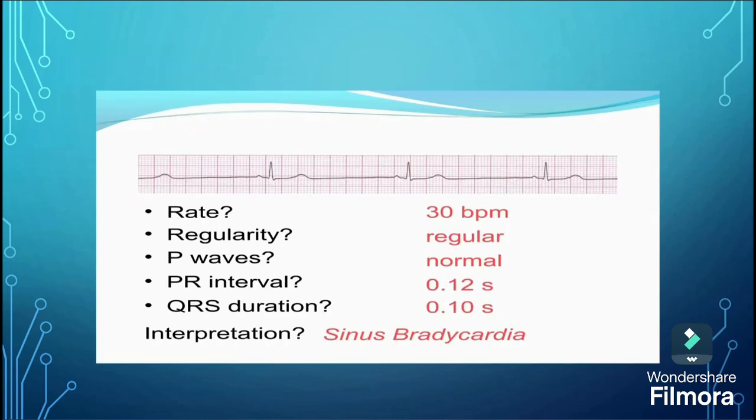So in this, what is the rate? 1, 2, 3, 4, 5, 6, 7, 8, 9. So 300 divided by 9 or 10, so it is 30. Regular, each P wave followed by QRS. P waves are normal. PR interval 0.12. QRS duration is also normal. So it is a sinus bradycardia.